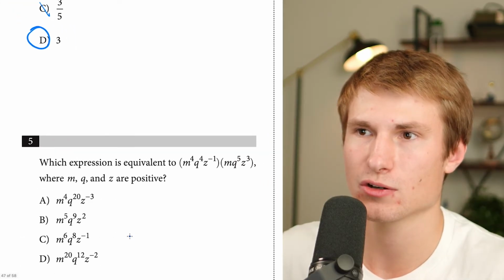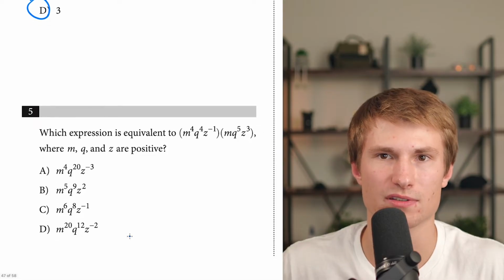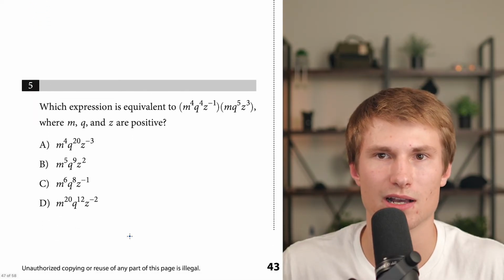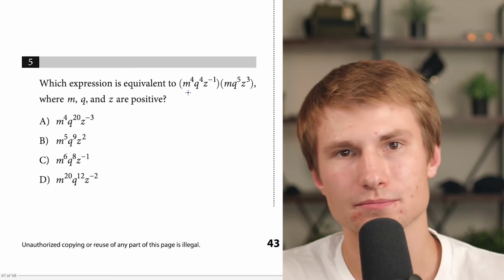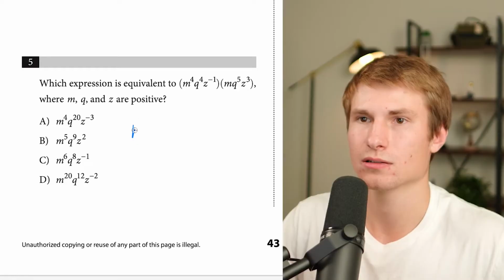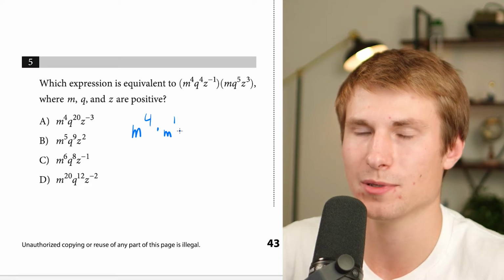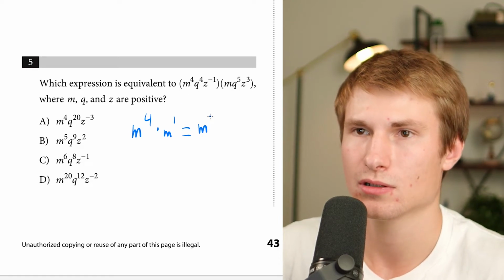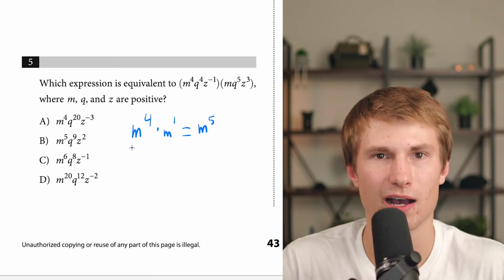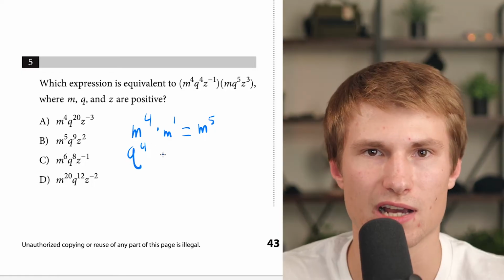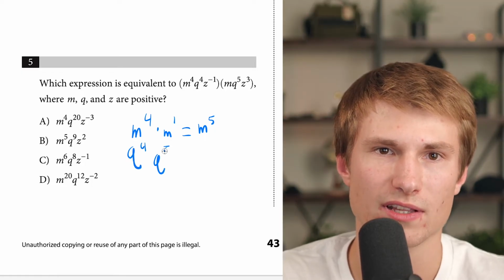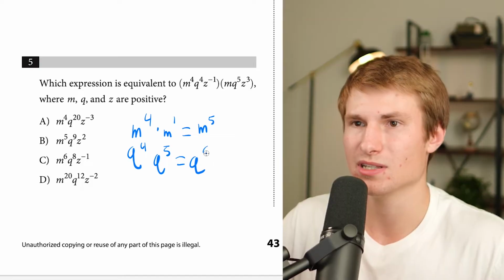Okay, which expression is equivalent to, and then we've got all these exponents and variables where m, q, and z are positive. All right, so when you're multiplying with the same base, so for example, m to the 4 times m to the first, which we have up here, you're going to sum the exponents. So we end up with m to the 5, and then with q, you've got q to the 4 times q to the 5. Well, that's going to equal q to the 9th. You're going to sum these exponents.